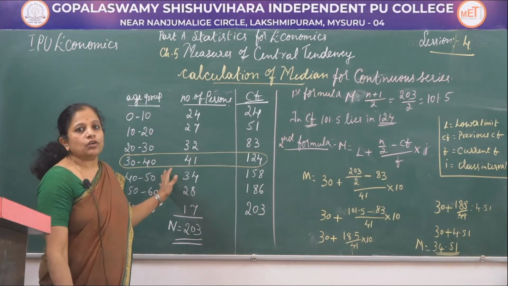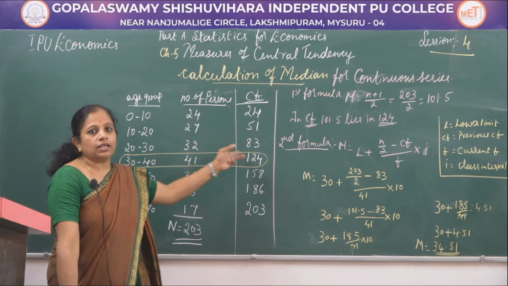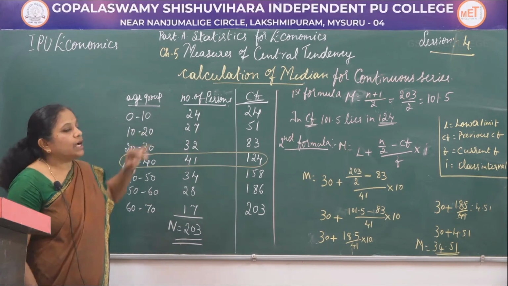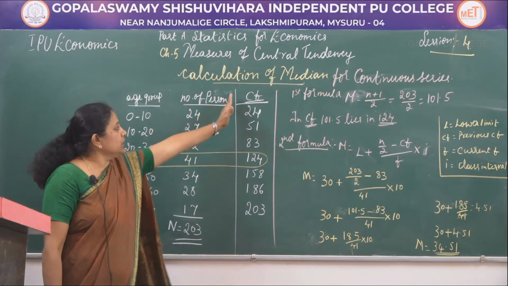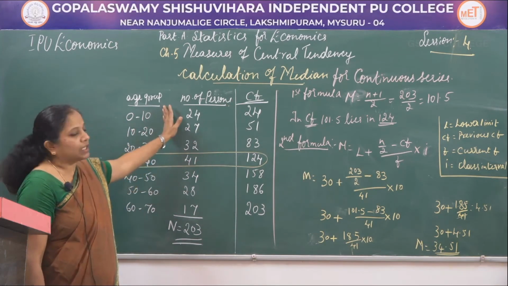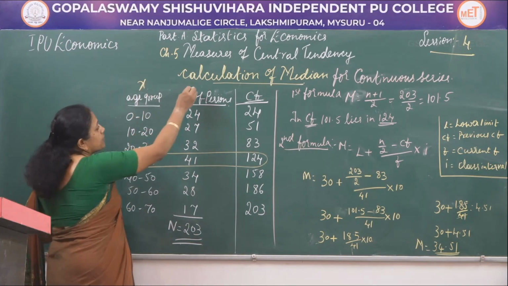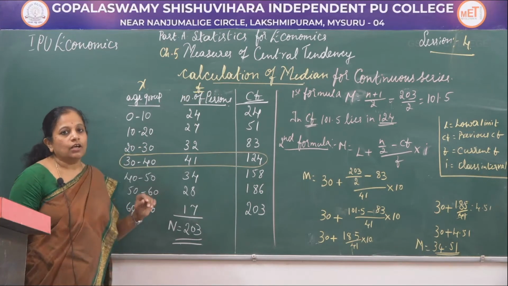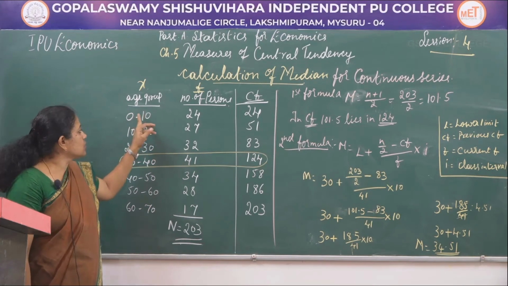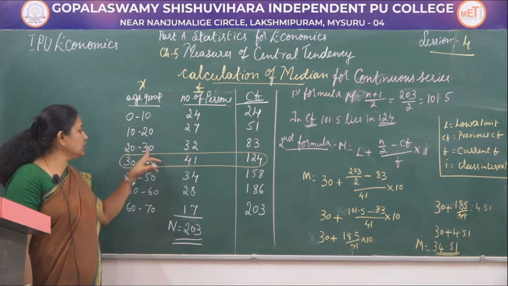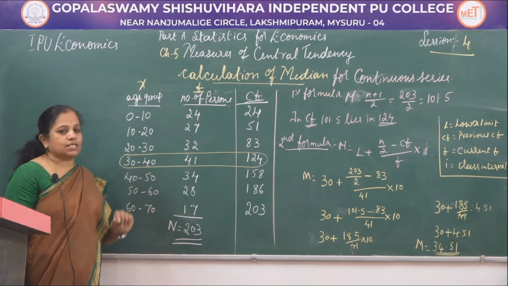For the calculation of median for continuous series, now let us see the steps. The question will be asked like this: calculate the median for the following data. So in the sum only the class and the frequencies are given. So the class is f(x) and the frequencies are given. So in this sum they have given different age groups. So the age groups range from 0 to 10, 10 to 20, 20 to 30, 30 to 40, 40 to 50, 50 to 60 and 60 to 70.